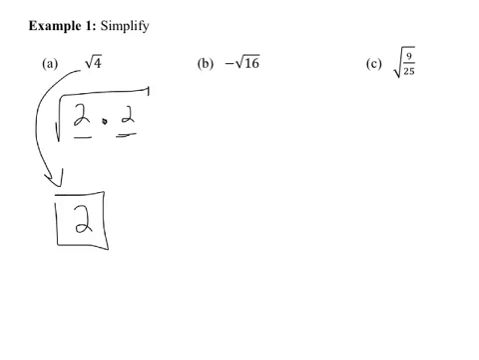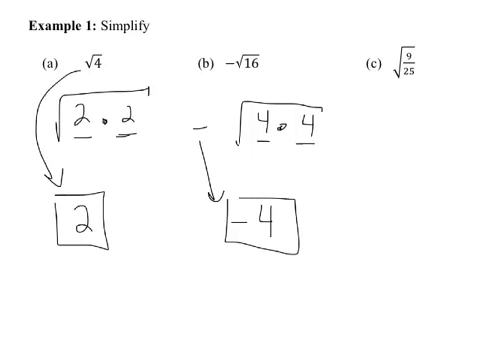The next part, we have the negative square root of 16. So we have to think negative. The square root of what number times itself gives you 16? That number is 4. If I put a 4 here and a 4 here, I get 16. So this answer becomes 4, but we have to carry down the negative sign, so the answer here is negative 4.